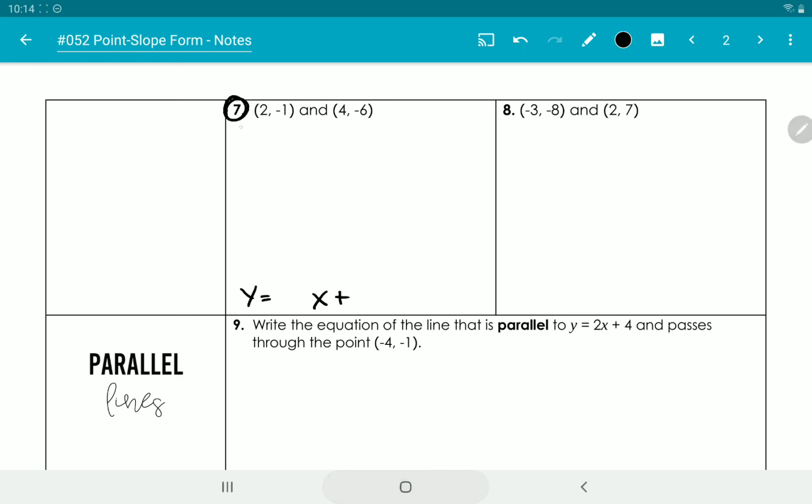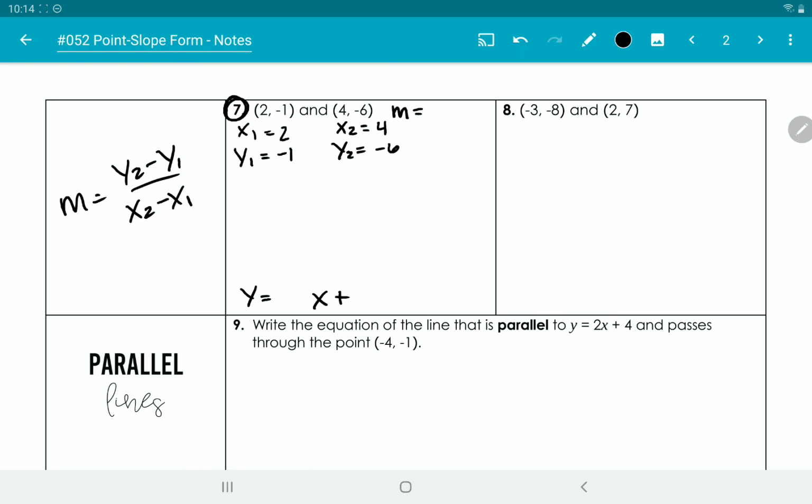Okay, so in order to figure this out, we need x1 and y1, x2 and y2, and we need the slope. First point is (2, -1). Second point is (4, -6). Slope, again, is y2 minus y1 on top, divided by x2 minus x1. y2 minus y1: -6 minus -1 is the same as +1... -6 minus -1 is -5. Bottom is 4, so x2 minus x1 is 2. So we get -5 divided by 2.